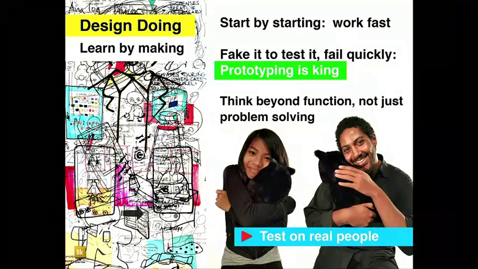Sometimes I'll give students the best grade because they did something that was an utter complete failure, but the way that they did it, they learned something really interesting in that. So don't be afraid to fail. And prototyping is king. In my class, you're not going to make a PowerPoint presentation. You're going to make this thing. I want to see it, whatever that is.